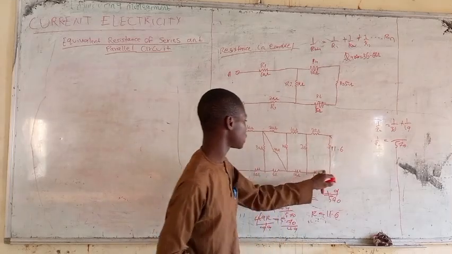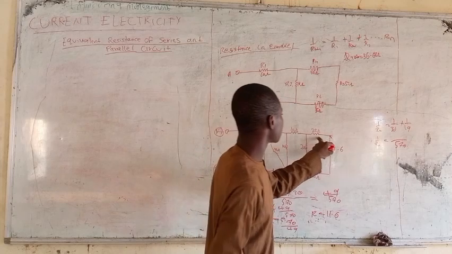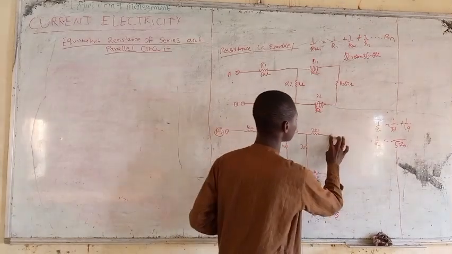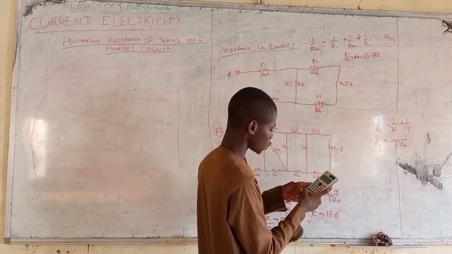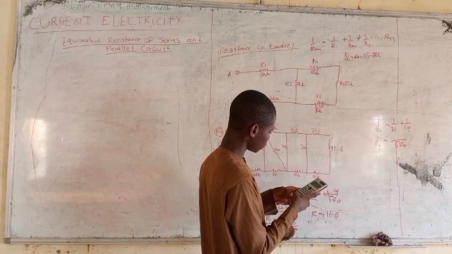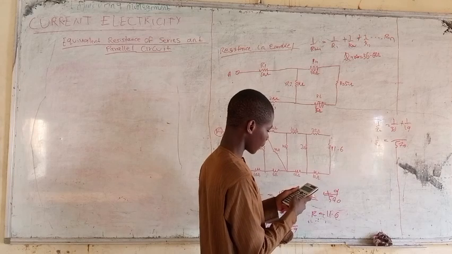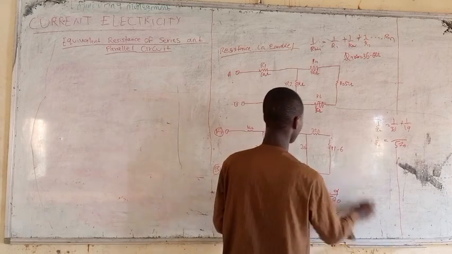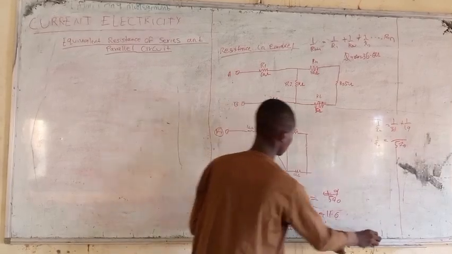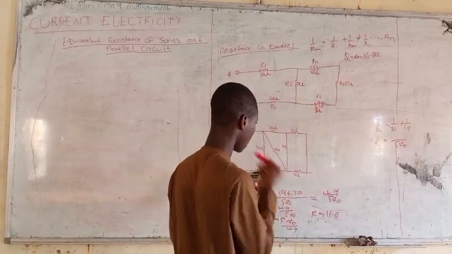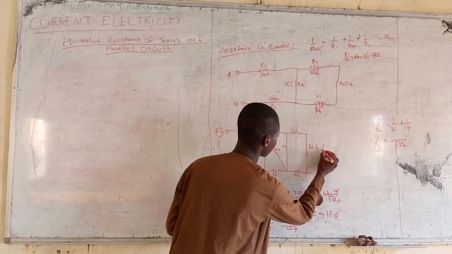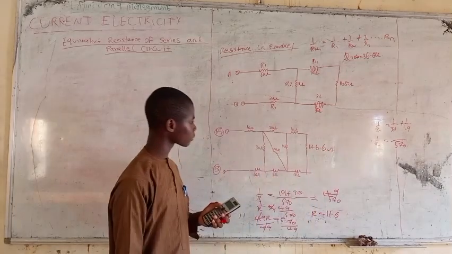that the resistances are in series, because the current passes through each resistance, with just one point between them. Let's say 25 plus 10 plus 11 is equal to 46.6. Okay, let's see, here we are having 46.6 ohm.